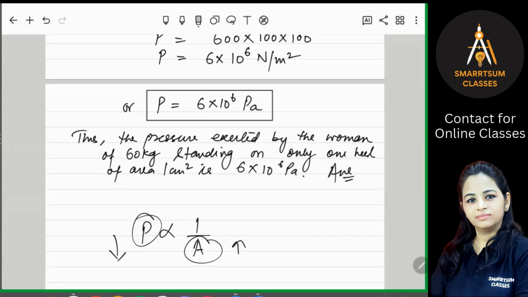Force remains the same because her weight is the same. Weight is not going to change, right? So weight is like 60 kg, mass is 60 kg, 60 into 10. So 60 is not going to change. And acceleration due to gravity will also remain 10, right? So it will remain 600 only. The force she is exerting will remain the same, right? But the pressure she is creating will decrease, right?